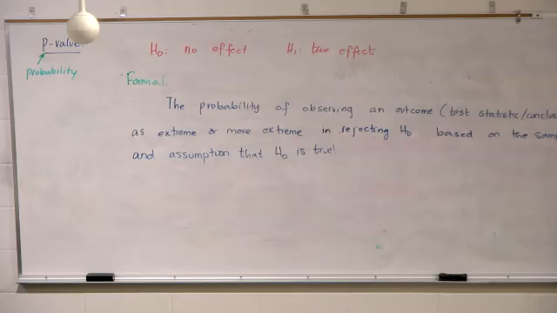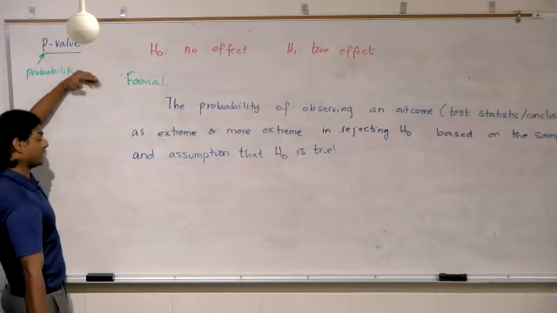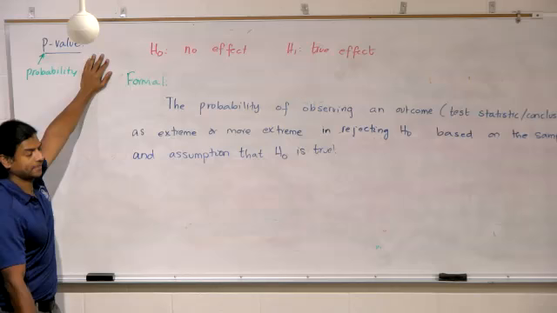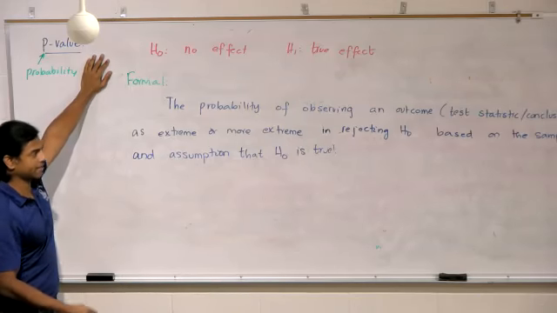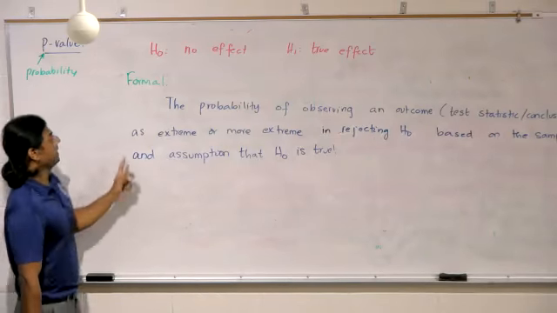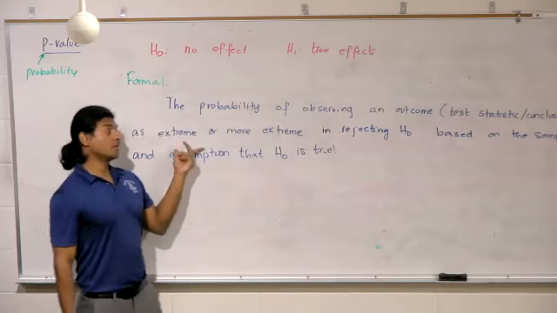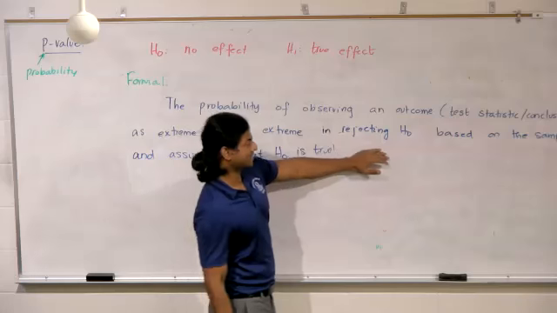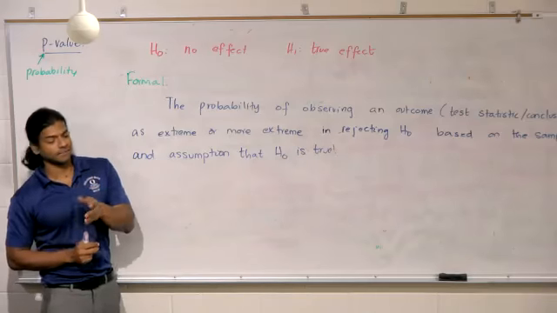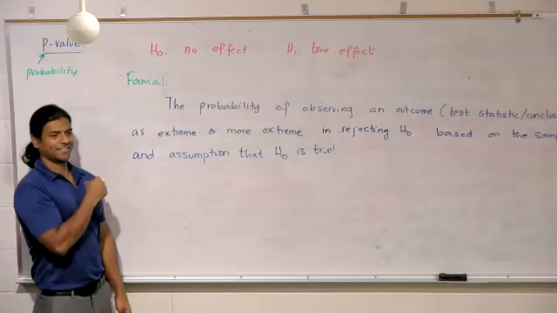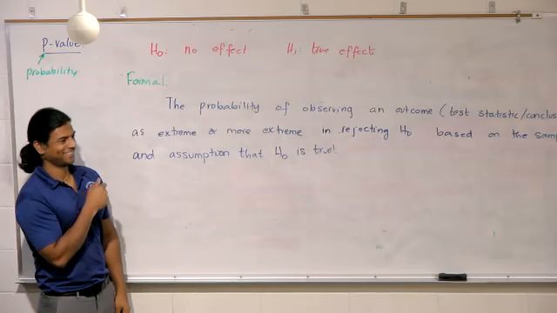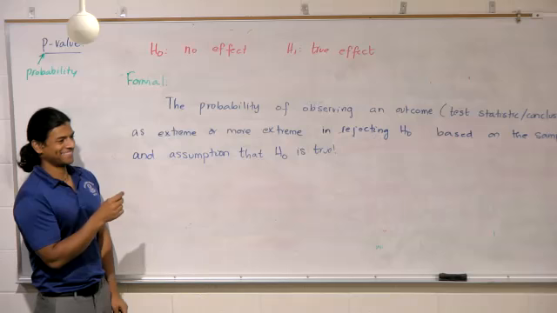Yes. So the p-value, the formal way of defining it, is the probability of observing an outcome. Outcome in the sense simply of a conclusion or a test statistic. We will talk about that when we get to the problem. As extreme or more extreme in rejecting the null, based on the sample that you have and the assumption that the null is true. Does that make sense?